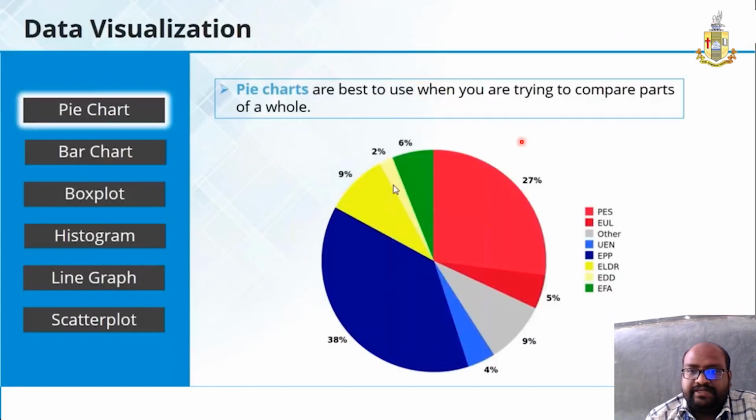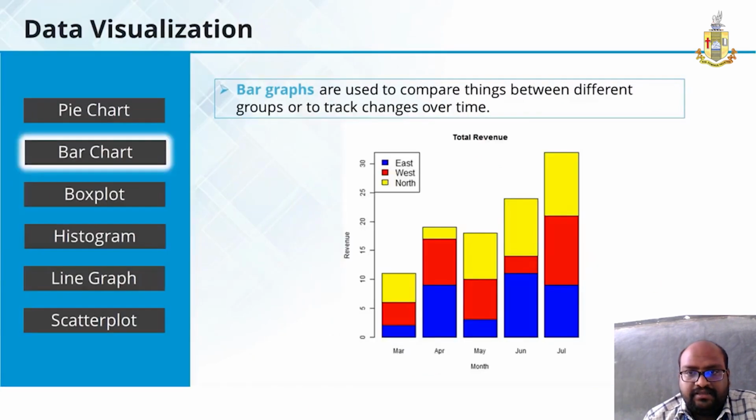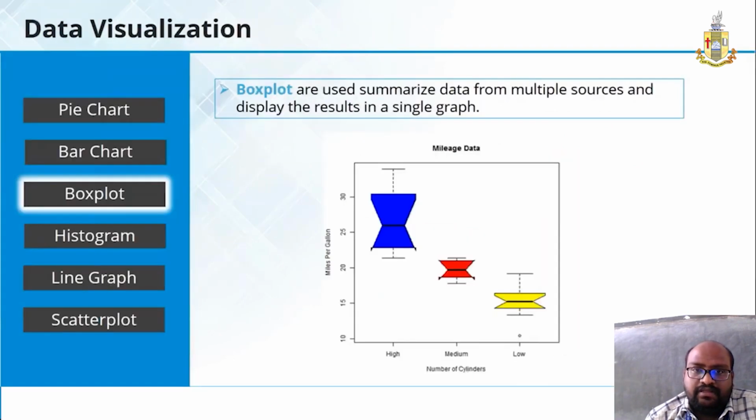So a pie chart, you know, is a circle and it will be divided. Pie charts are best to use when you are trying to compare parts of a whole. So this is an example of a pie chart. The next one is bar chart, bar graph. Bar charts are used to compare things between different groups or track change over some time. Box plots are used to summarize data for multiple sources and display the result in a single graph.